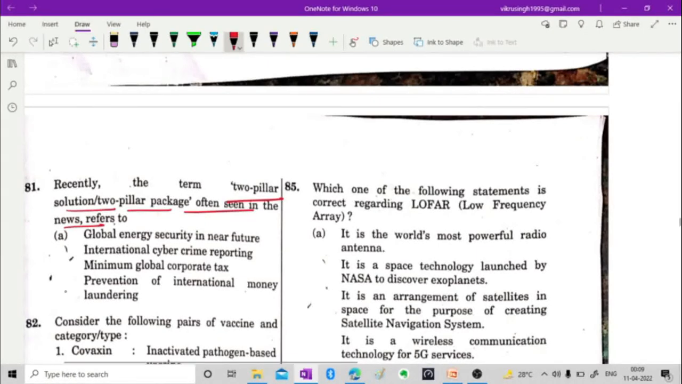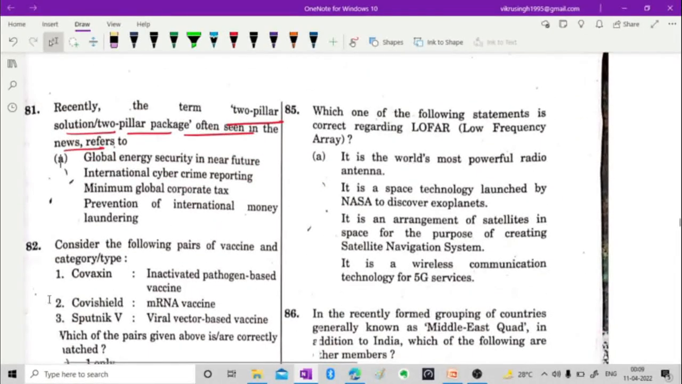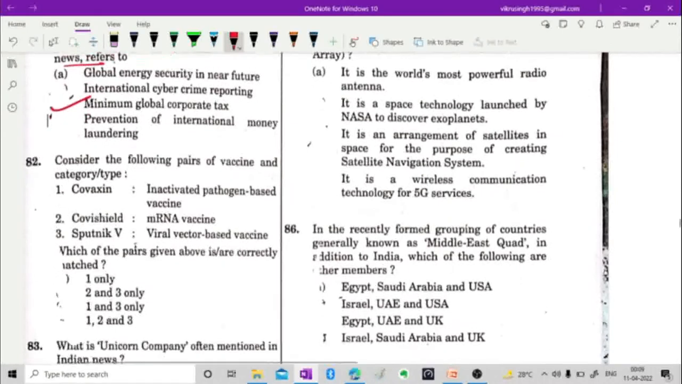These are current affairs topics, and there are a lot of questions on them. So we need to have a strong hand on current topics also. It was regarding the minimum global corporate tax. This is a very important concept, the global tax. So the option is C. Now moving on to question number 82.